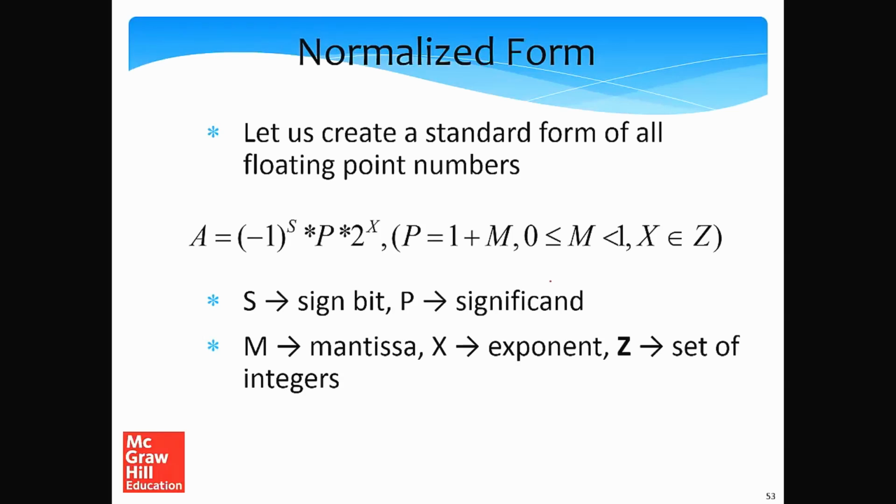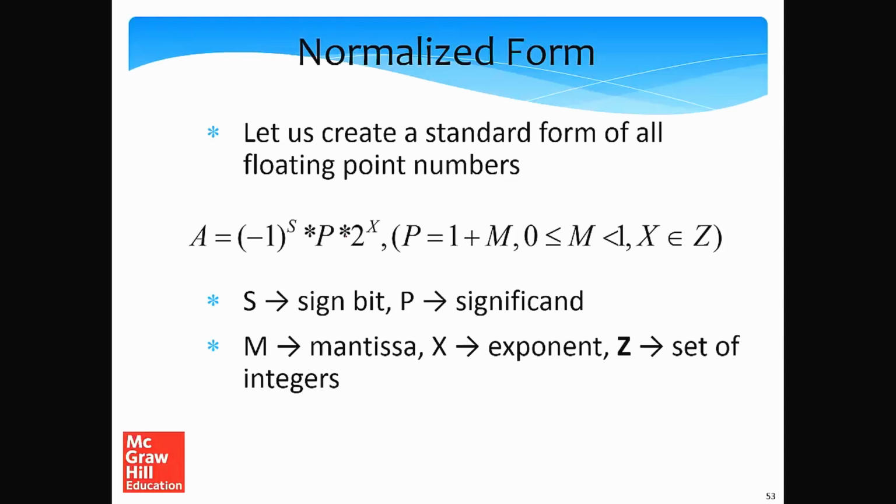So let us now create a standard form of all floating point numbers. In this case, we'll use the sign magnitude representation because otherwise it will become too complicated. So any number a can be represented as minus 1 to the power s, where s is the sign bit. If s is 0, then minus 1 to the power s is 1. And if s is 1, which means the number is negative, minus 1 to the power 1 is minus 1, so the number becomes negative. Then we can define p, which is the significand. The significand is a number between 1 and 2.